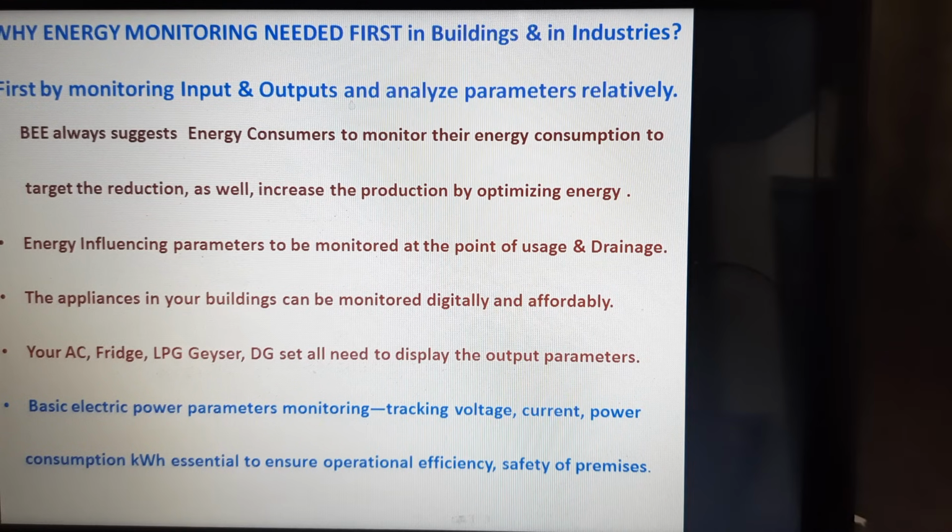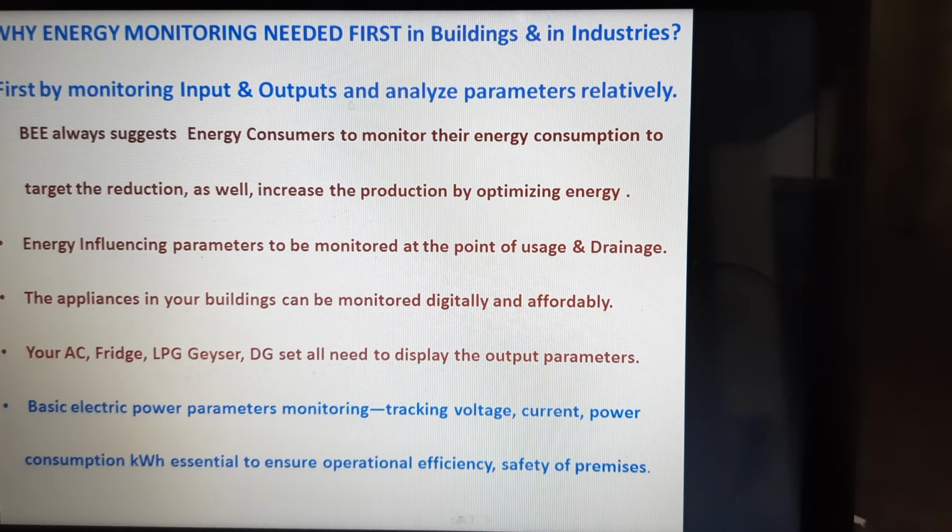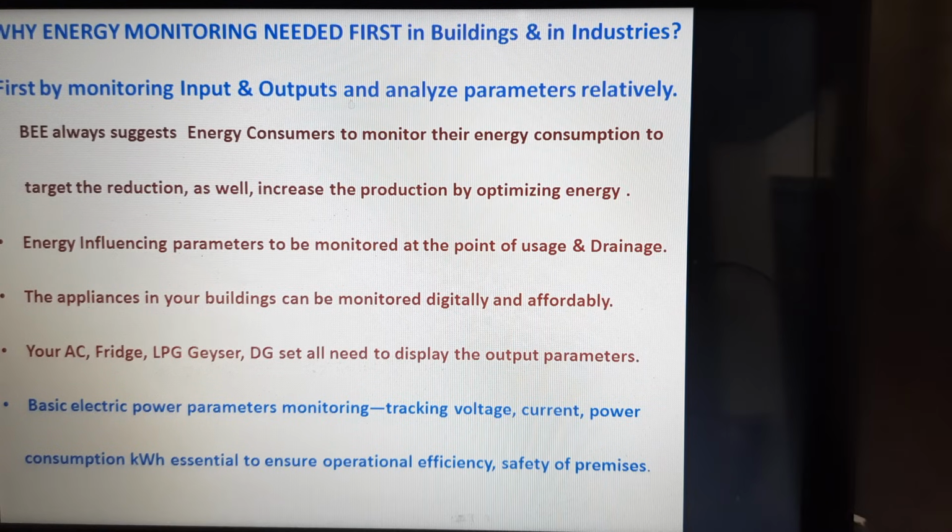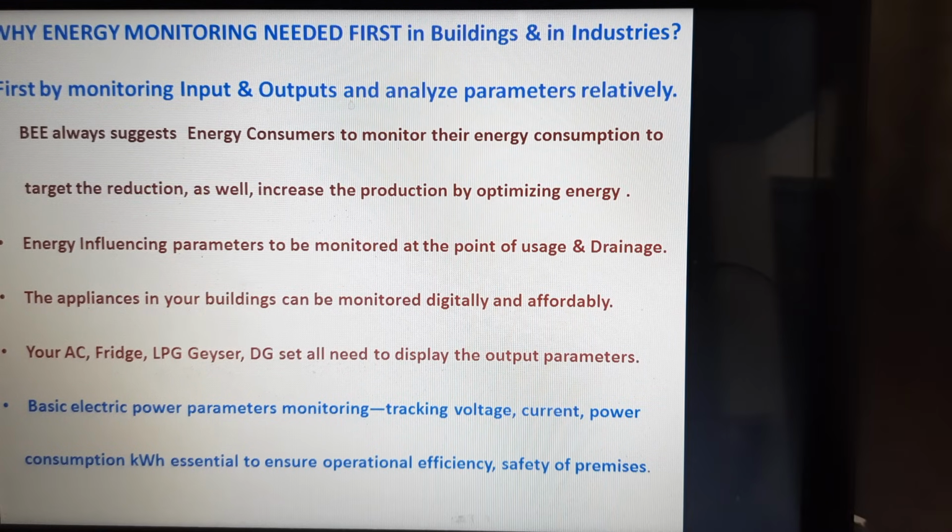The energy influencing parameters are to be monitored at the point of usage, at the input as well as at the drainage, especially in the buildings. How this can be incorporated in the existing appliances can be discussed in a later session. So, your fridge or an AC or an LPG geyser or a DG set all need to display the output parameters, whatever is set in the system appliances and what is delivered. This also needs to be monitored so that energy conservation is possible and can be achieved.